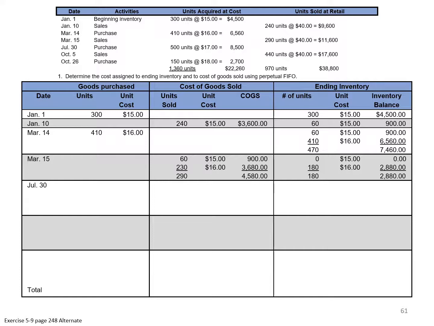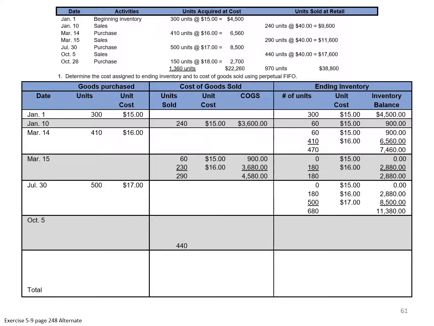Then on July 30th, we purchased 500 units at $17 each. So now our ending inventory, we have 0 left from our beginning inventory. We sold all of those. We have 180 left at $16 each. And we just bought 500 at $17. So that's total units of 680, total cost of $11,380.